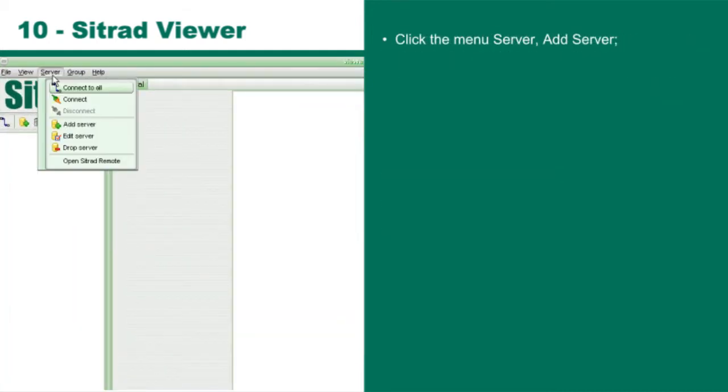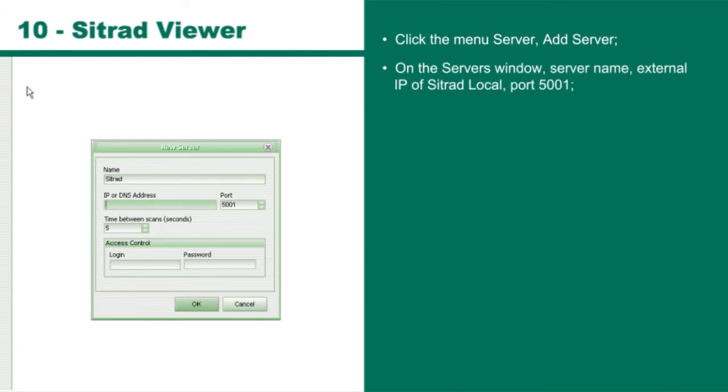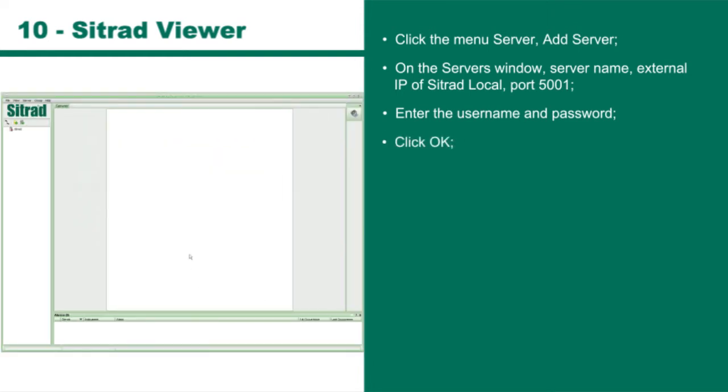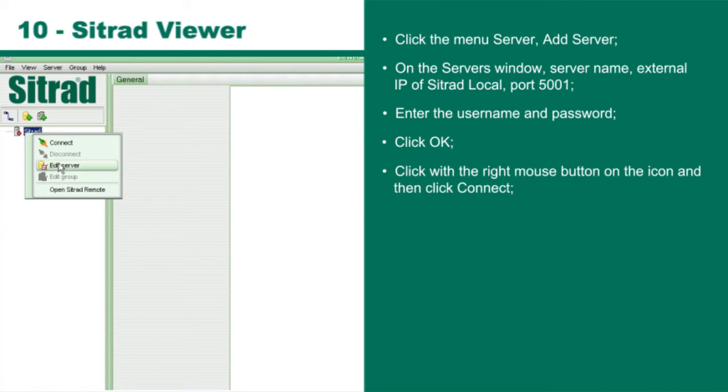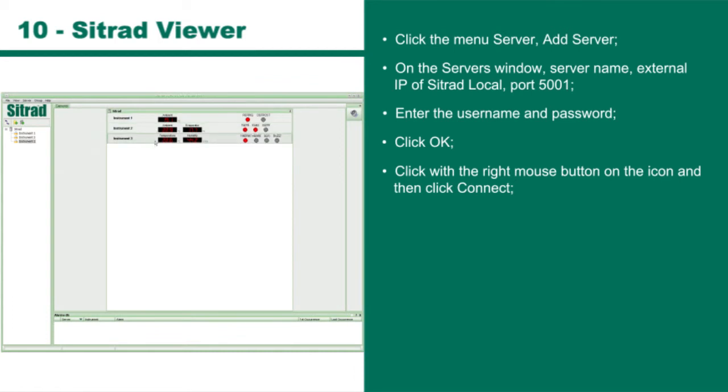After saving, click the menu Server, Add Server. On the Servers window, repeat the same process as previously. Server name, external IP of Sitrad Local, port 5001. Enter the username and password, then click OK. The server icon will appear on the left bar with the given name. Click with the right mouse button and then click Connect. The center of the screen will display the controllers installed in the remotely monitored Sitrad Local.